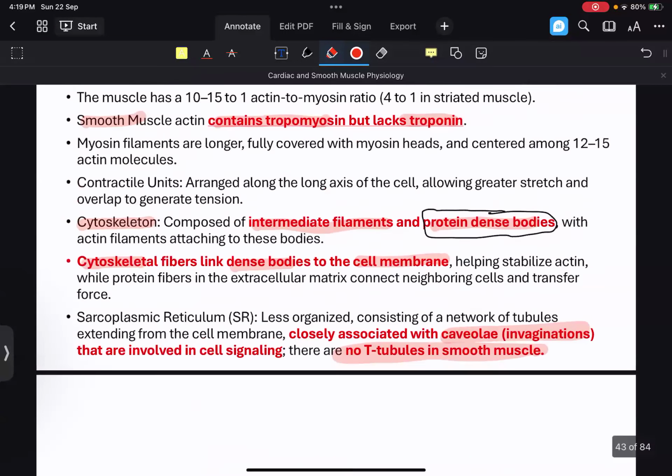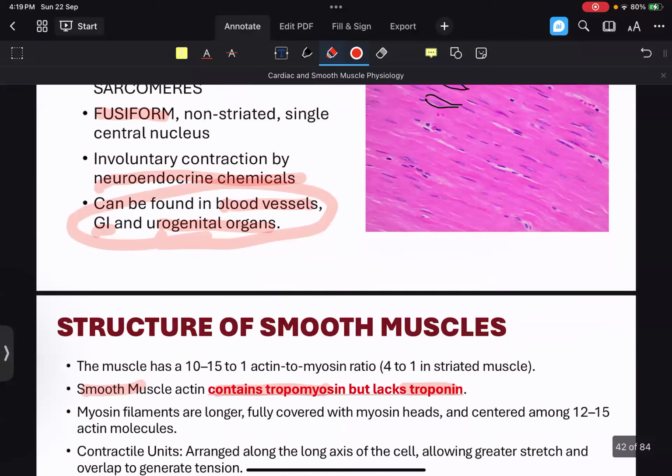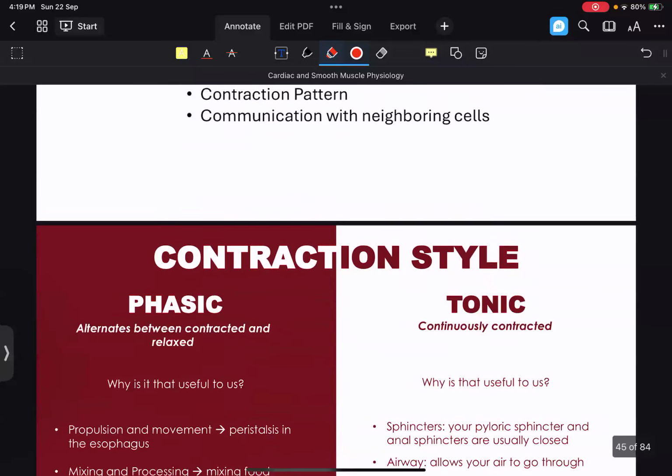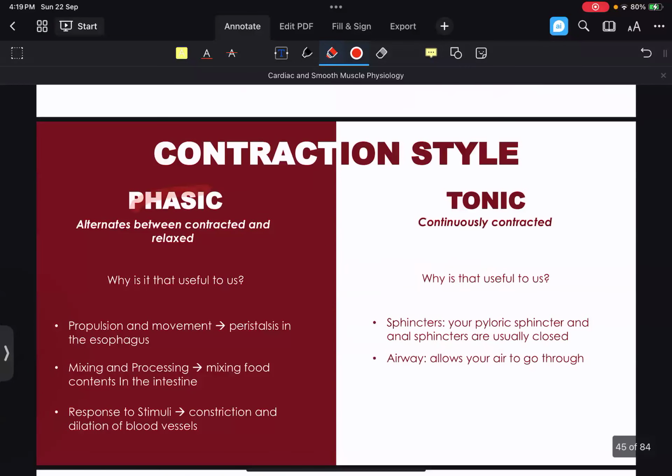We just briefly discussed where smooth muscles can be found. But for contraction pattern, we have 2 types: phasic contraction and tonic contraction. Phasic, from the name, means you're undergoing a contracted phase and then a relaxed phase. Why do we have this in our body? For example, we need this in peristalsis. You want to push the food down, so you contract and then relax, contract and then relax. This also happens in the intestine to allow for the mixing and processing of your food.